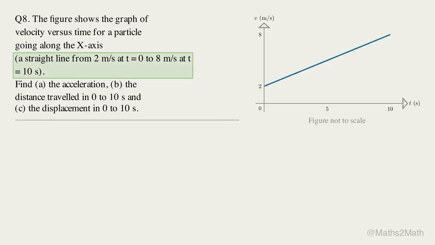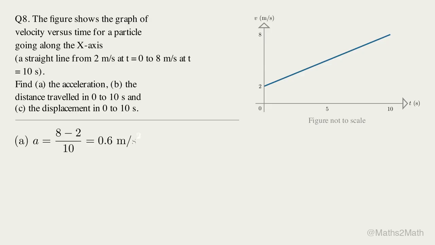Question 8. The velocity time graph is a straight line, rising from 2 meters per second at t equals 0 to 8 at t equal 10 seconds. Find the acceleration, the distance in 10 seconds, and the displacement. What does this mean? Slope for acceleration, area for distance. The velocity never goes negative, so distance equals displacement here.